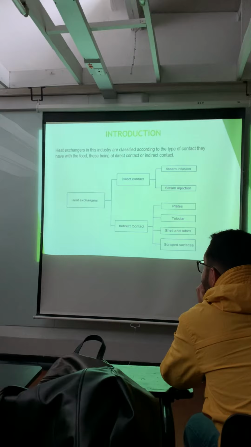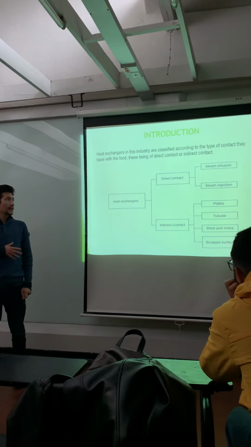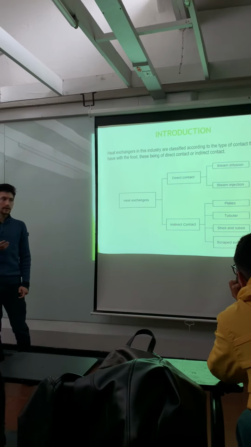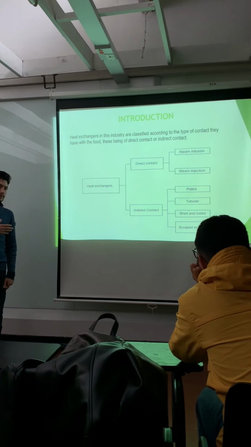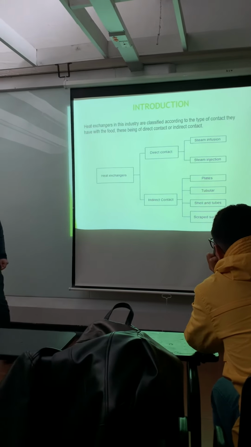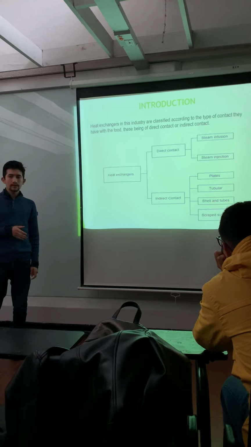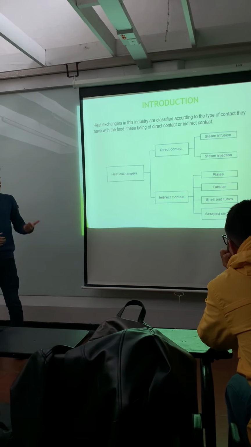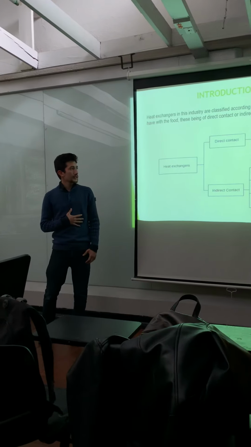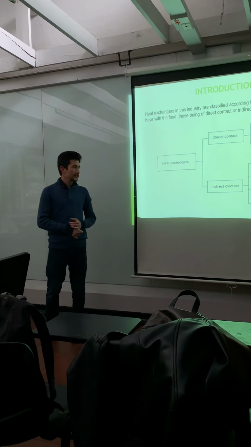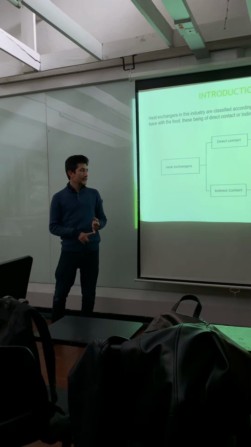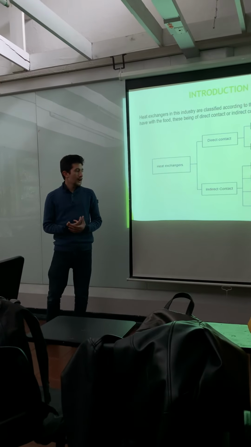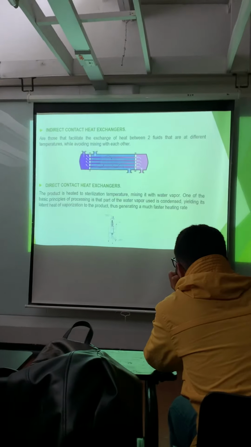Heat exchangers in the industry are classified according to the type of contact that they have with the food. This being direct contact or indirect contact. The direct contact heat exchangers are steam infusion and steam injection. And the indirect contact heat exchangers are plates, tubular, shell and tubes, and scraped surface.